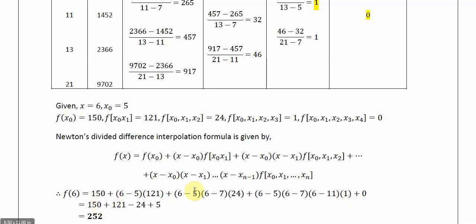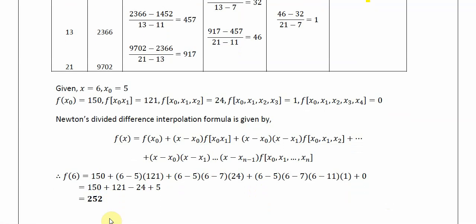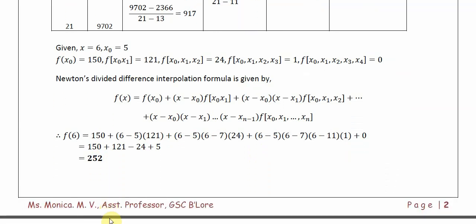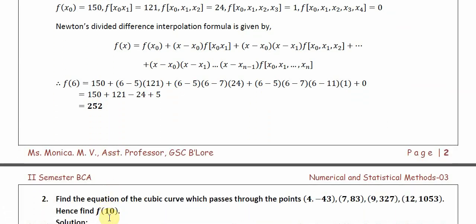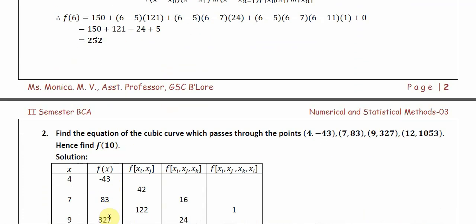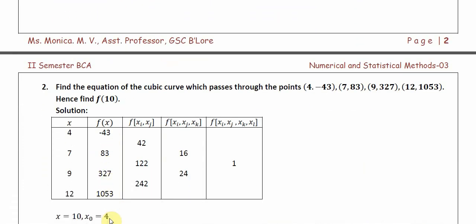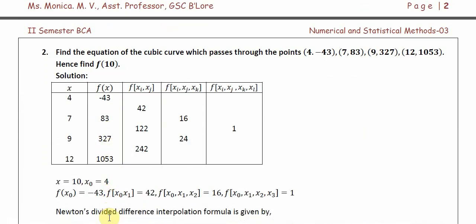Then carefully simplify all the numbers. The value I will be getting is 252, therefore f of 6, the value is 252. Calculation wise table ಒಂದು ಜಾಸ್ತಿ ಕ್ಯಾಲ್ಕುಲೇಟ್ ಮಾಡಬೇಕು ಅಂತ ಬಿಟ್ರೆ the remaining calculations are very much simpler than our Newton's forward and backward interpolation formula.